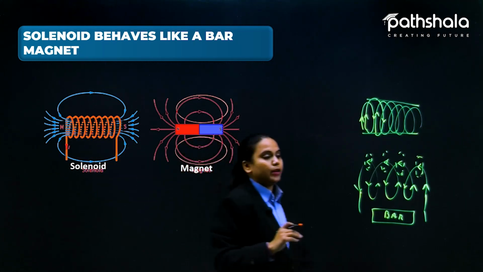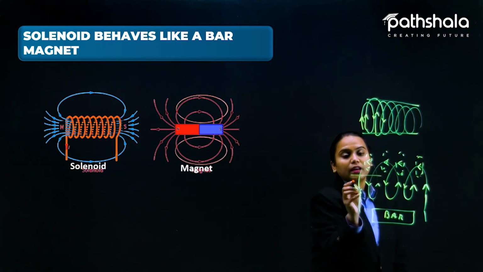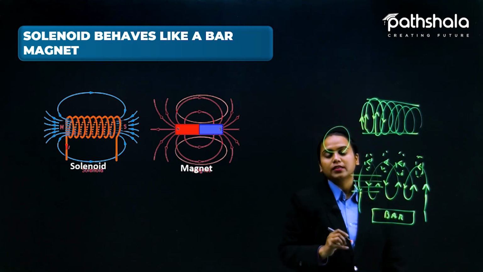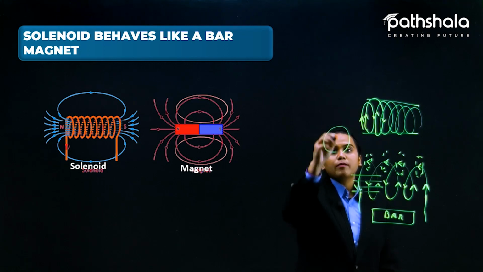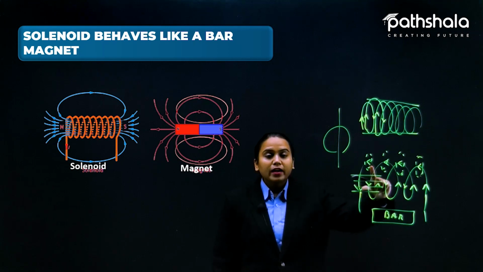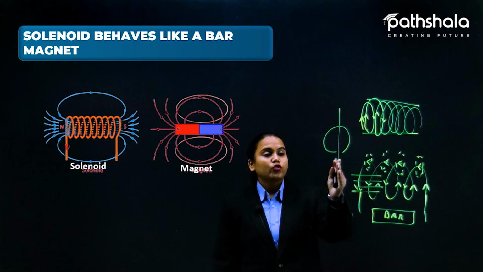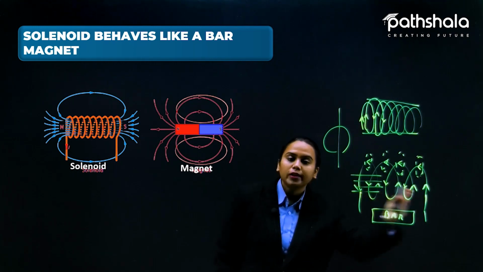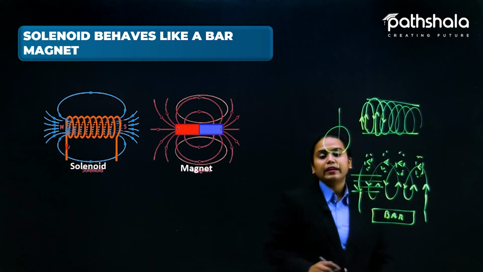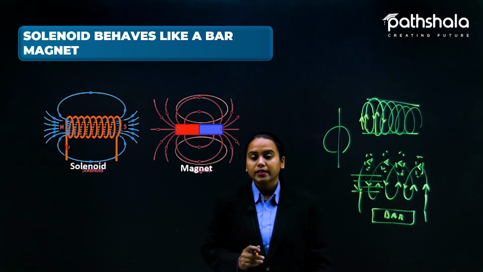Inside the solenoid, in a single loop we have a straight line magnetic field. When we were talking about the circular loop, I told you that at the center the magnetic field lines are in a straight manner. So when we put all these loops together and combine the straight magnetic field lines of all the loops, we can say that here also the magnetic field lines for all the loops combined in a solenoid are in a straight line.